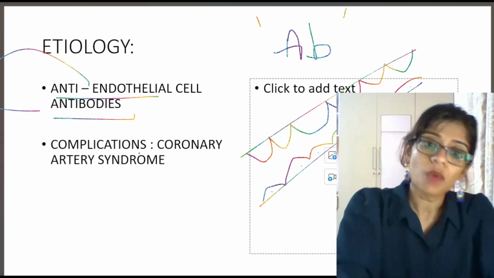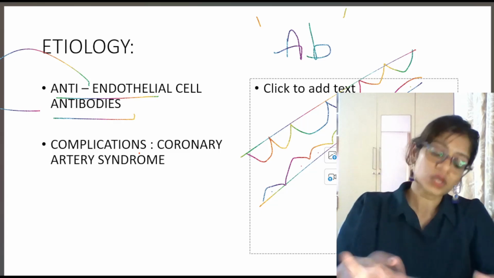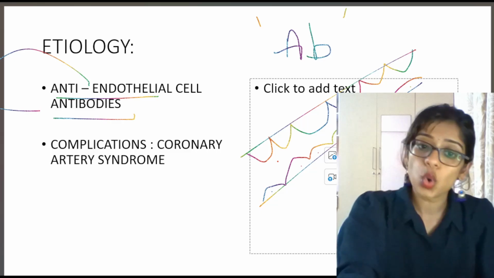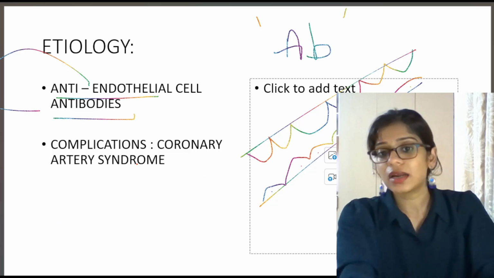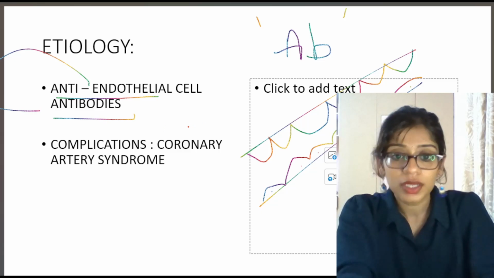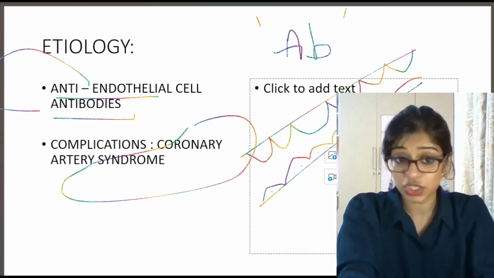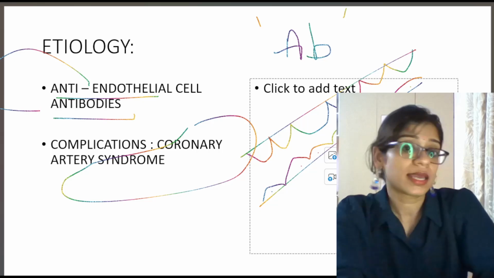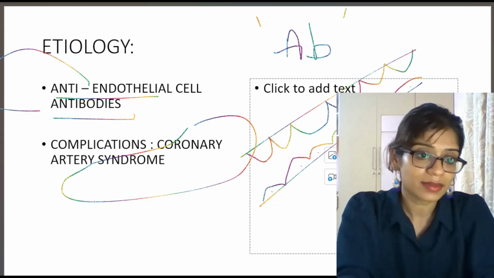Alright, now the complication is which kind of arteries are involved? The most commonly involved artery is the coronary artery, the artery that supplies the heart. These antibodies target the coronary arteries. So the child can have what here? Coronary artery syndrome. And if the child is not properly treated, he can get what? MI. And yes, there could be death.